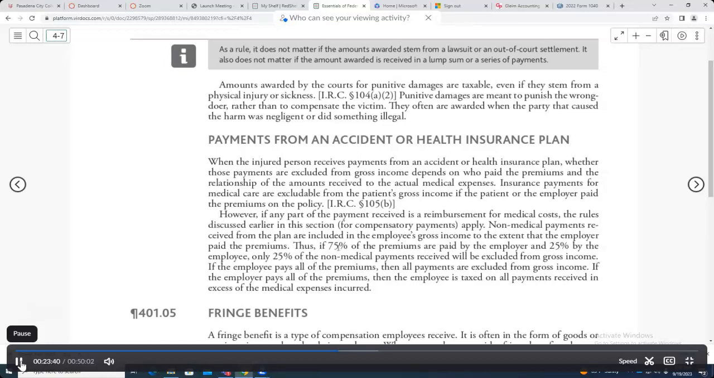And here is an example of 75% of the premium paid by the employer. So if 75% is paid by the employer and you get $1 million from that accident insurance, $1 million times 75% will be $750,000 of taxable income. But the other 25% will be tax-free because you paid for it.